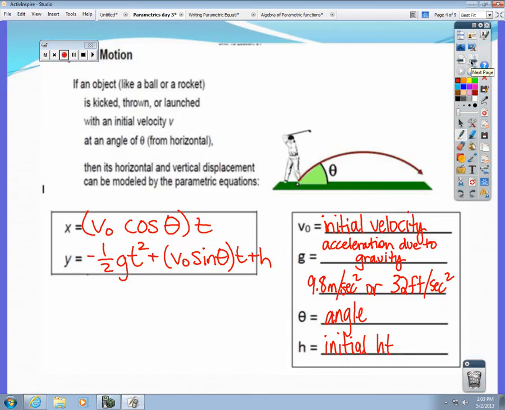If you would, copy down the notes off of this page, so pause the video. Be sure that you write the equations and what the variables stand for.